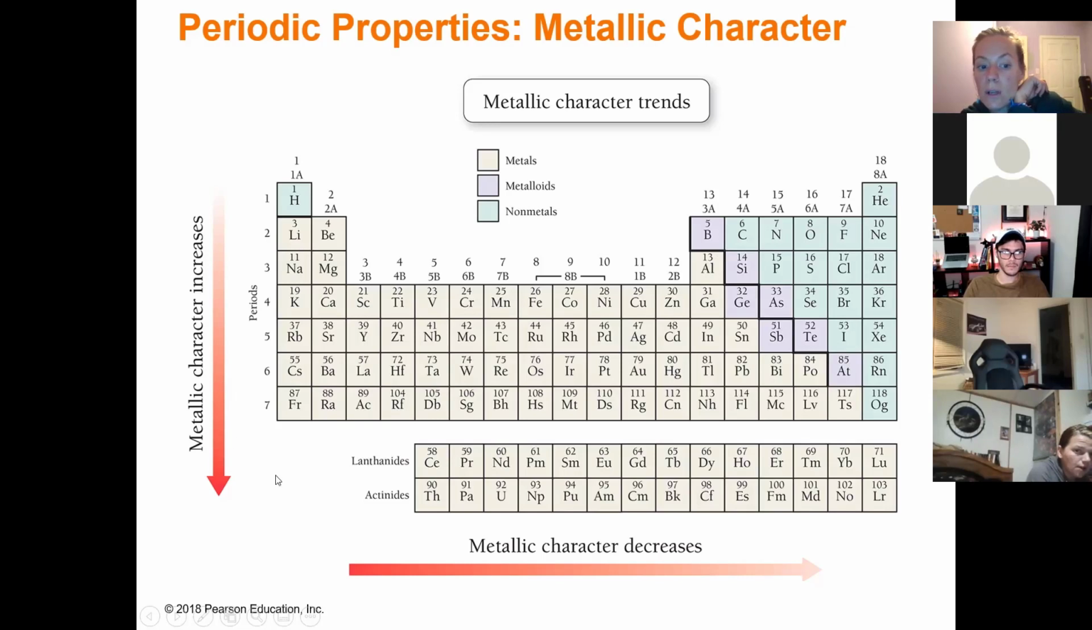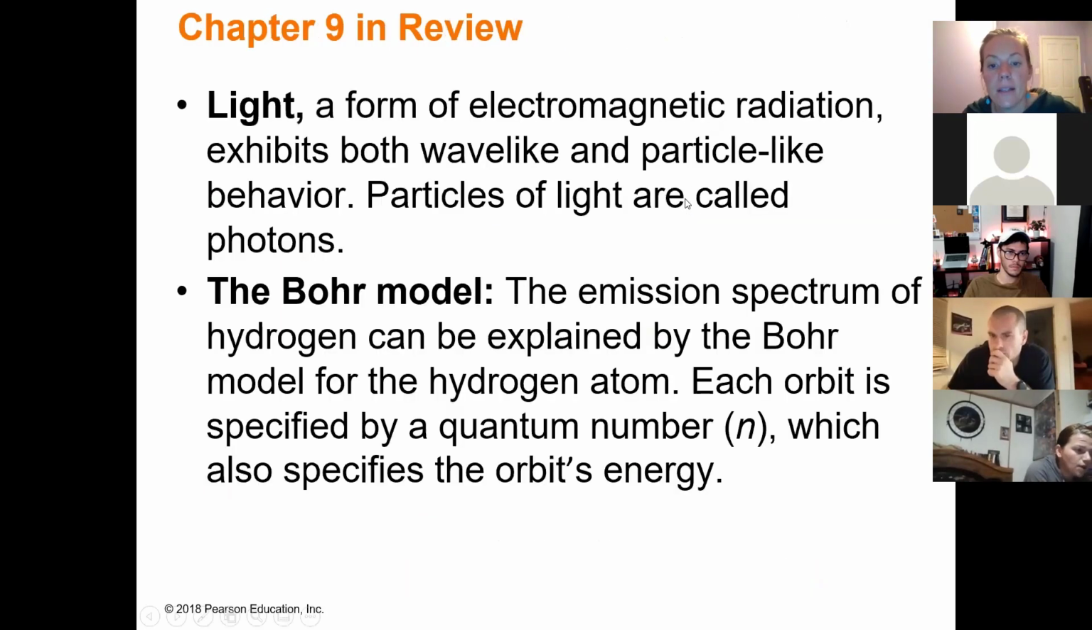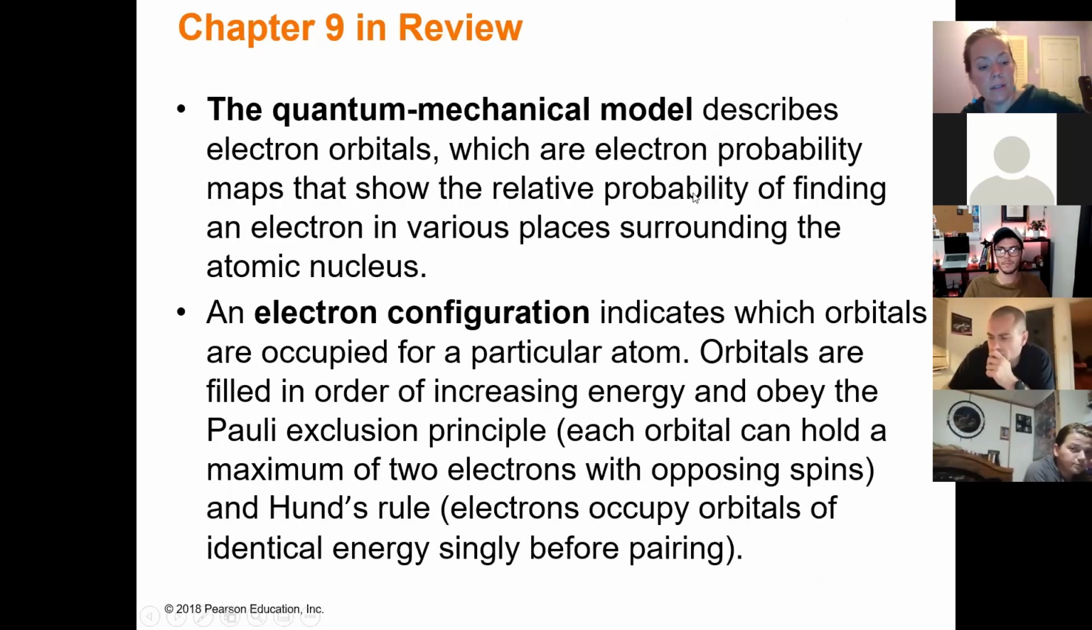Okay, so lower left-hand corner: large, metallic, low ionization energy, or easy to take an electron. Upper right-hand corner: small, high ionization energy, hard to get an electron, and what is it? Non-metallic. So know those corners, and then they just kind of shuffle in from there. And that is it for chapter 9.